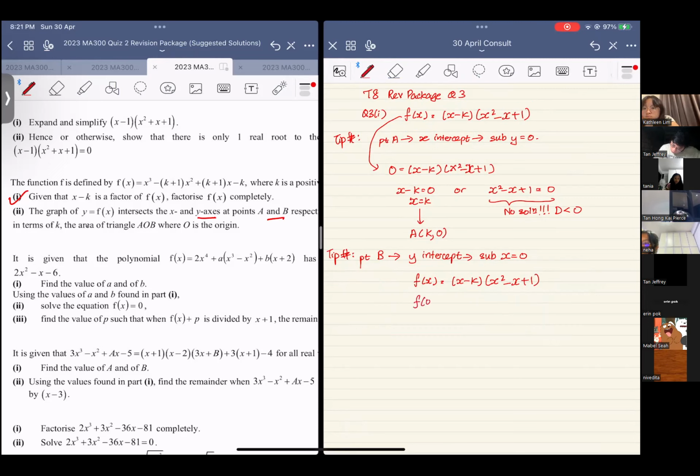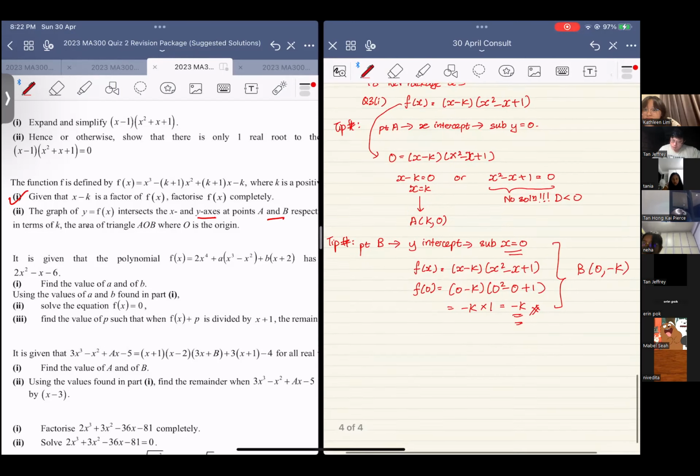f of 0 would be 0 minus k, times 0 squared minus 0 plus 1, which is negative k multiplied by 1, and that gives me negative k. So the y value is negative k. Using these two pieces of information, point B is (0, negative k). That is the coordinates of point B. Is that okay?